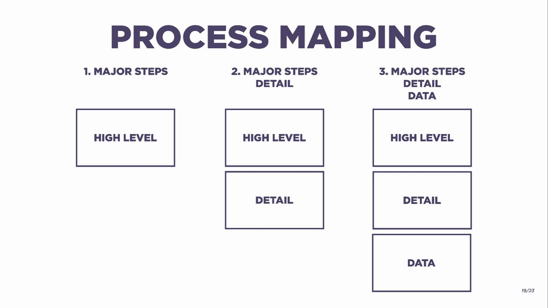This is a quick overview on how you can create maps of your own processes. Doing so allows you to create a process inventory, which serves as a great starting point for any process improvement going forward. The first step would be to document a high-level overview of the major steps of the process. Step 2, add some detail before explaining those steps, and then finally add data.